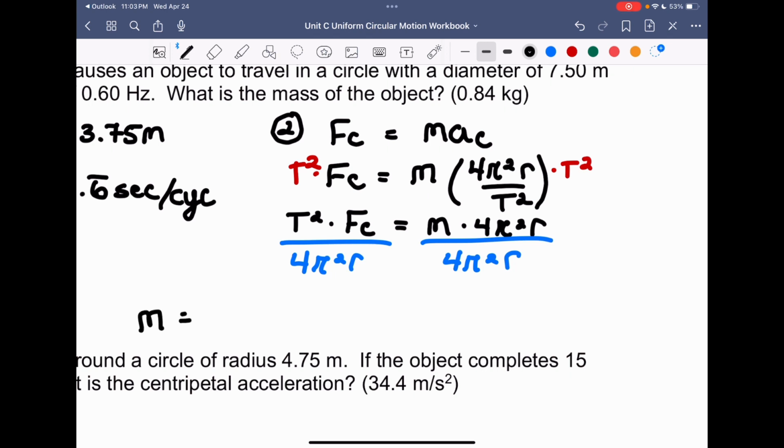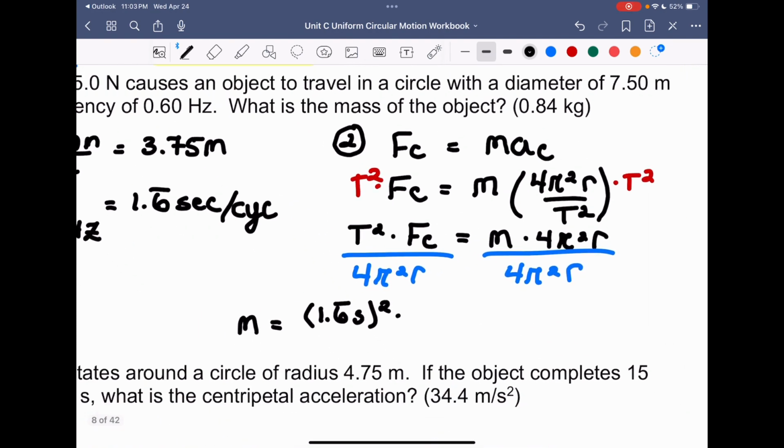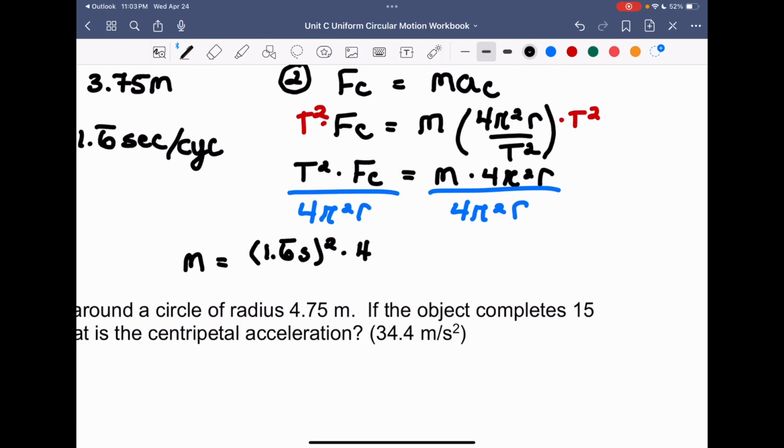There we go. And this is going to give me a mass, and maybe I'll write it over here just to create some space for us, a mass which is equal to T squared, which in this case, our T was 1.6 repeated seconds, and I'm going to square this, multiplied by the centripetal force, which was 45.0 newtons, and it was given to us in the problem, divided by 4 pi squared times the radius, which was 3.75 meters.